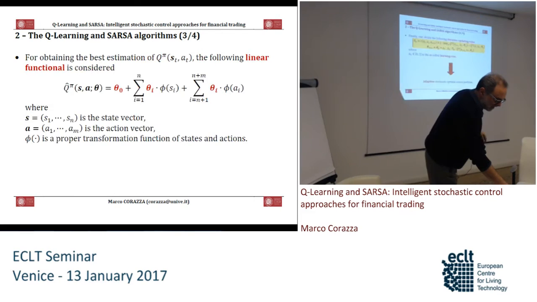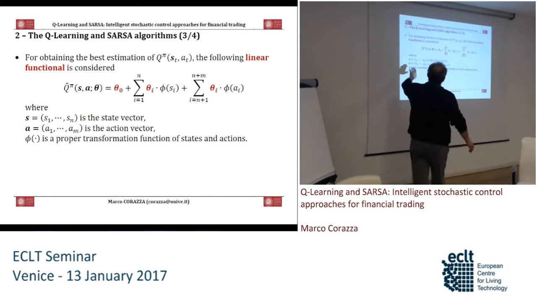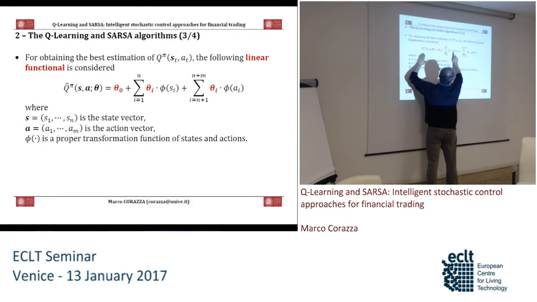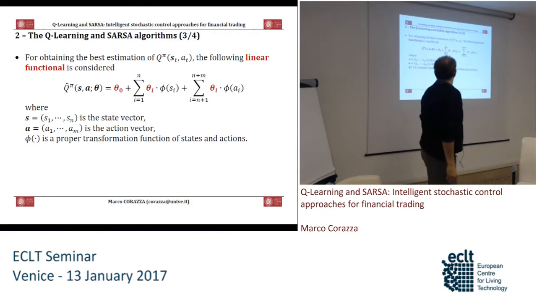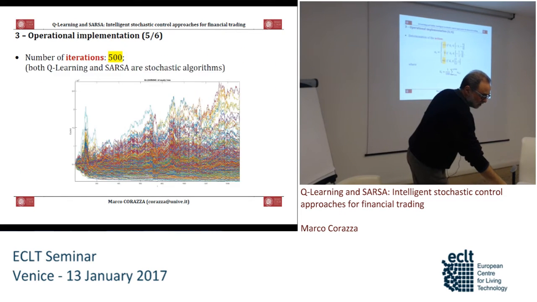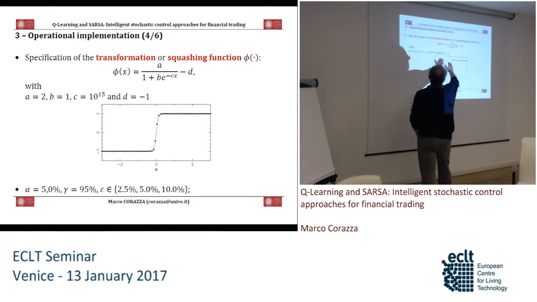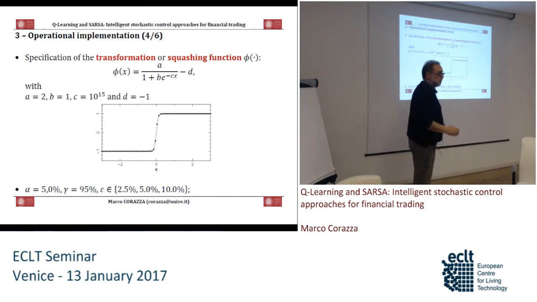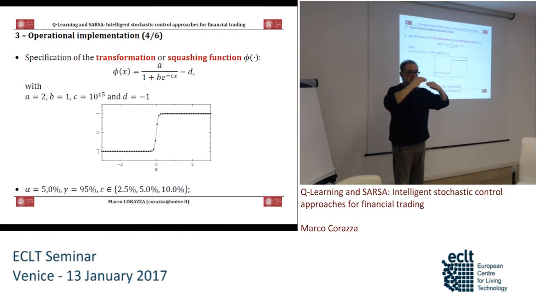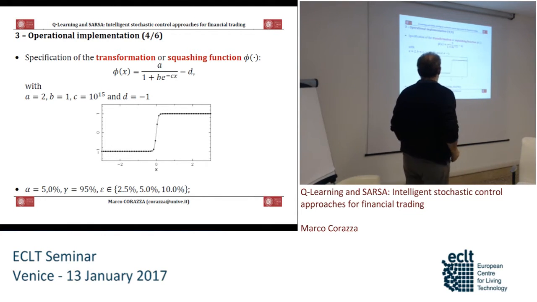Okay. Finally, I remind you that when we consider this linear functional, we have to specify the squashing function, and usually, as often done for artificial neural networks, we use this logistic expression that gives us, in some sense, the possibility to cluster the negative returns and the positive returns.